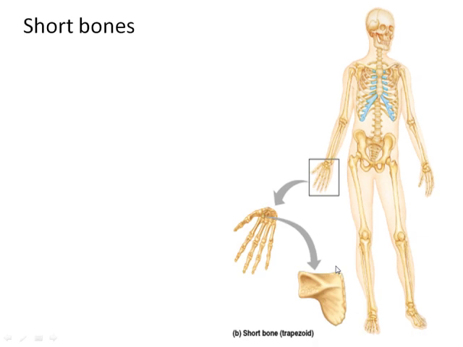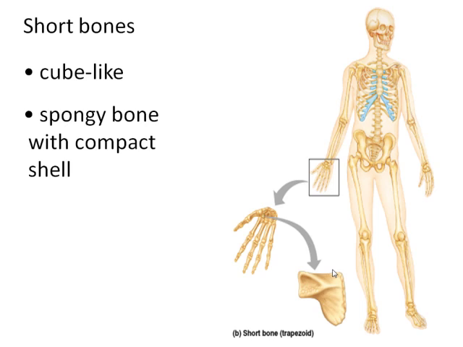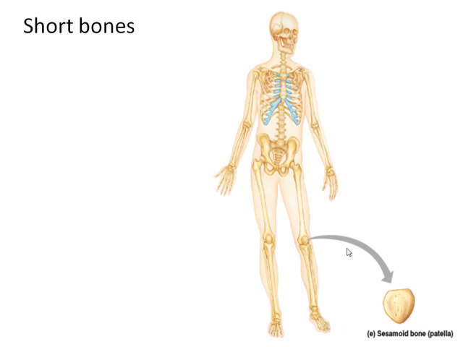Short bones are more cube-shaped. They're about as long as they are wide. They have a spongy bone center and a very thin compact bone shell. The bones of the wrist and the ankle are examples of short bones.